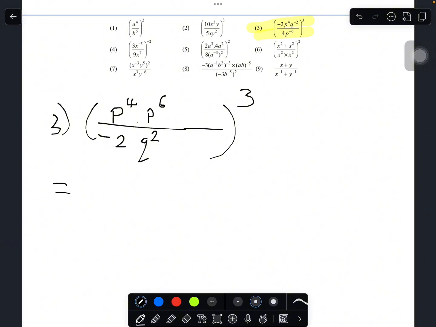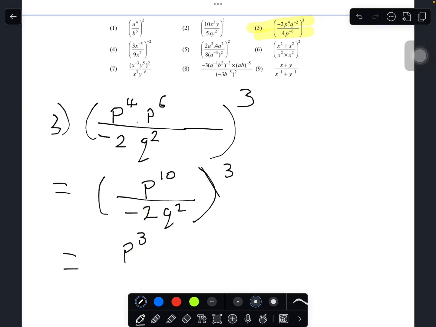Now I can still simplify these p's slightly because I'm multiplying like bases. I can add the exponents. So I'm going to have p to the power 10, and all of this is going to be to the power 3. So I'm going to have p to the power 10, negative 2 q to the power 2, and then finally my answer is going to be p to the 30 over negative 8 q to the power 6.